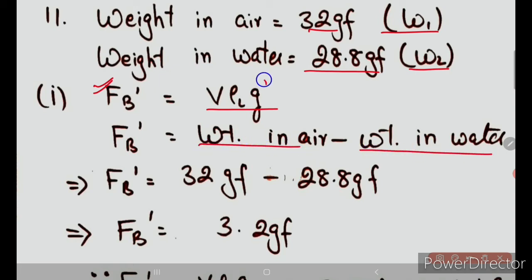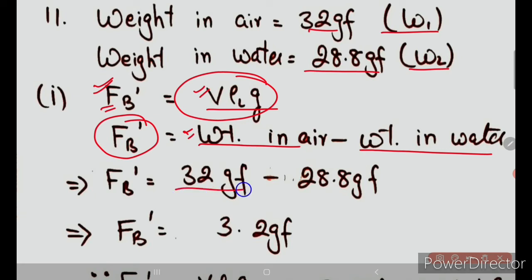Now from this formula we can calculate this V here, but we do not know the upthrust also. So we are first calculating the upthrust with the help of this formula, which we have already done in the previous section. So weight in air is 32 gram force minus weight in water is 28.8 gram force, hence the upthrust will be 3.2 gram force. Now I can use the value of this upthrust here and then calculate the value of V.